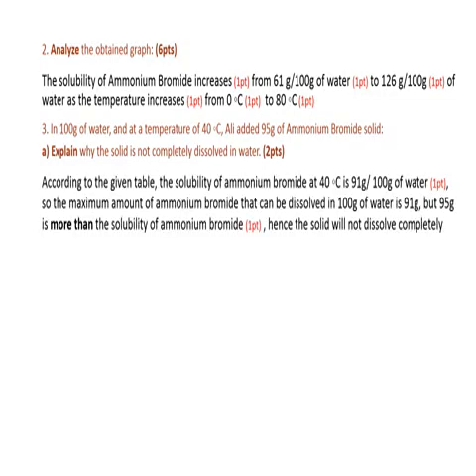So this is the answer. According to the given table, the solubility of ammonium bromide at 40 degrees Celsius is 91 gram per 100 gram of water. You will take 1 point for this. So the maximum amount of ammonium bromide that can be dissolved in 100 gram of water is 91 gram at this temperature, but 95 gram is more than the solubility of ammonium bromide, and on this you will take 1 point. Hence, the solid will not dissolve completely.